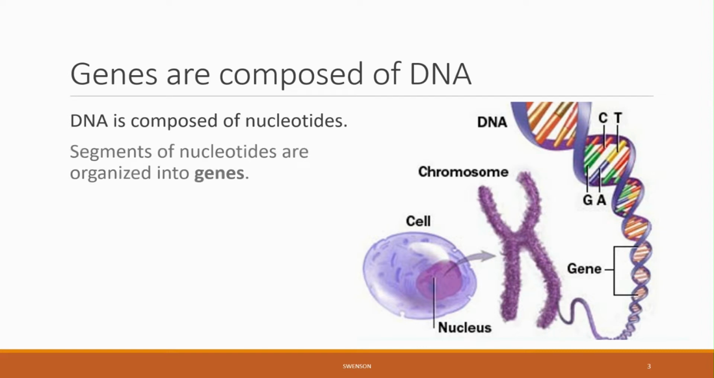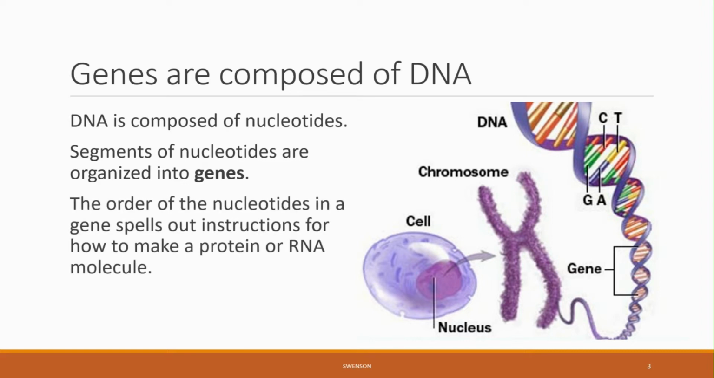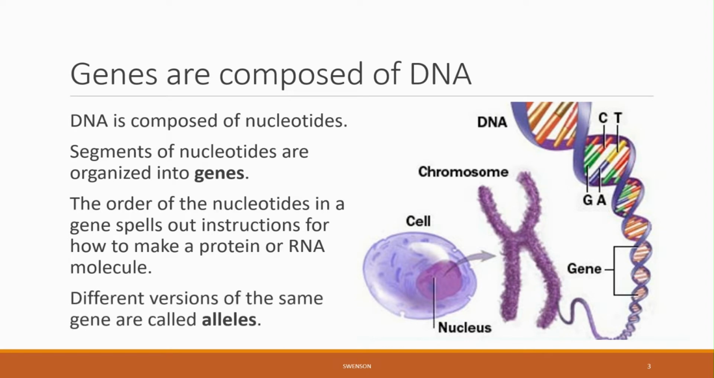Our set of genes are stored in the nucleus, which houses chromosomes that are made up of DNA. This DNA is a polymer of nucleotides. Different sections of the chromosome have nucleotide segments that encode for genes, like different recipes in a recipe book. And variations of the same gene are called alleles.